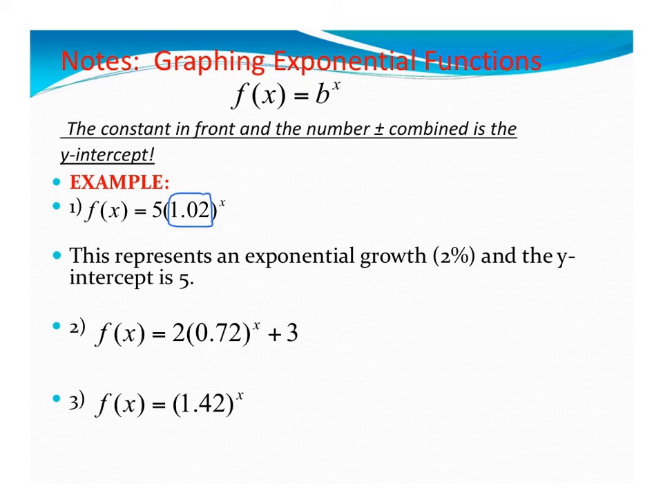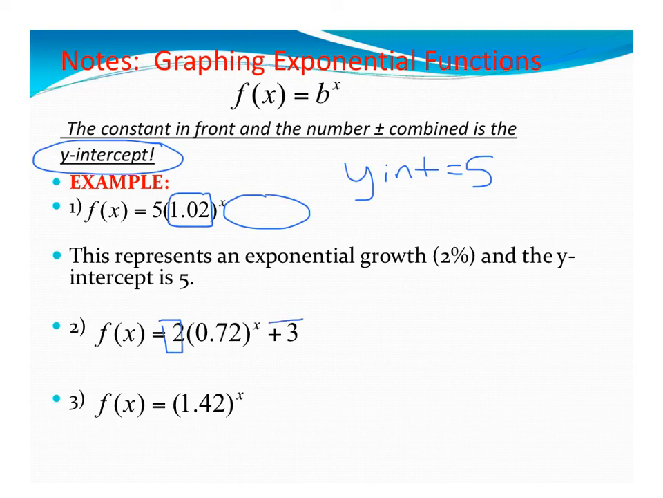Now the new part will be our y-intercept, and it says the y-intercept is the constant in front and a number plus or minus. Now we don't have anything added or subtracted out here, but later on we will. So right now our y-intercept for this one is equal to 5. And it's growth.